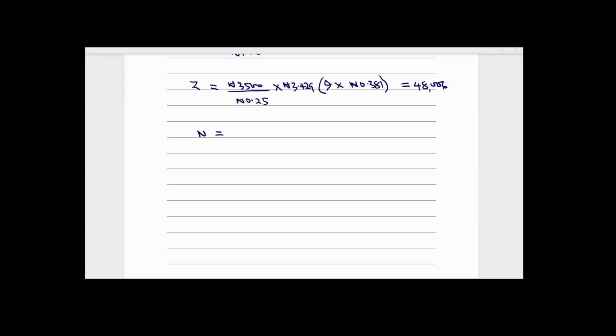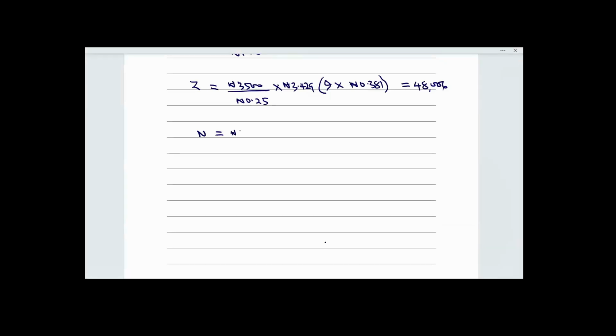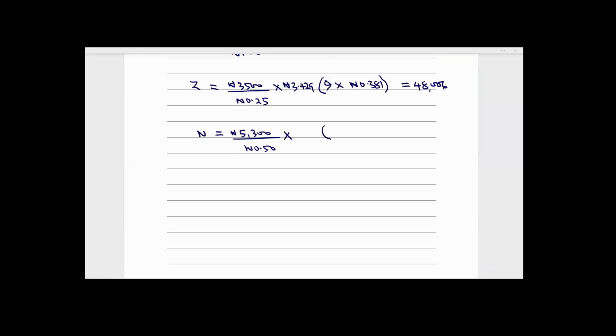Share capital of Nile is 5,300. The nominal value of Nile's ordinary share is 50 kobo. So 5,300 divided by 50 kobo, 0.50, multiplied by the price earning ratio of Nile, which is 14. Earnings per share is 32.3.